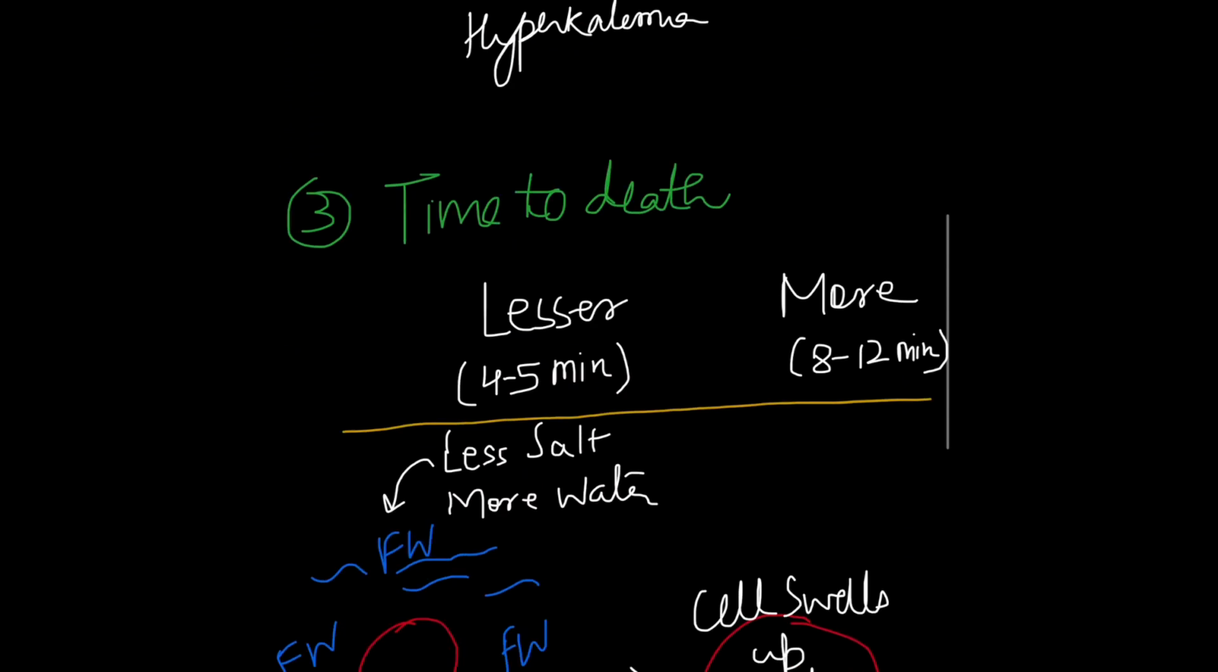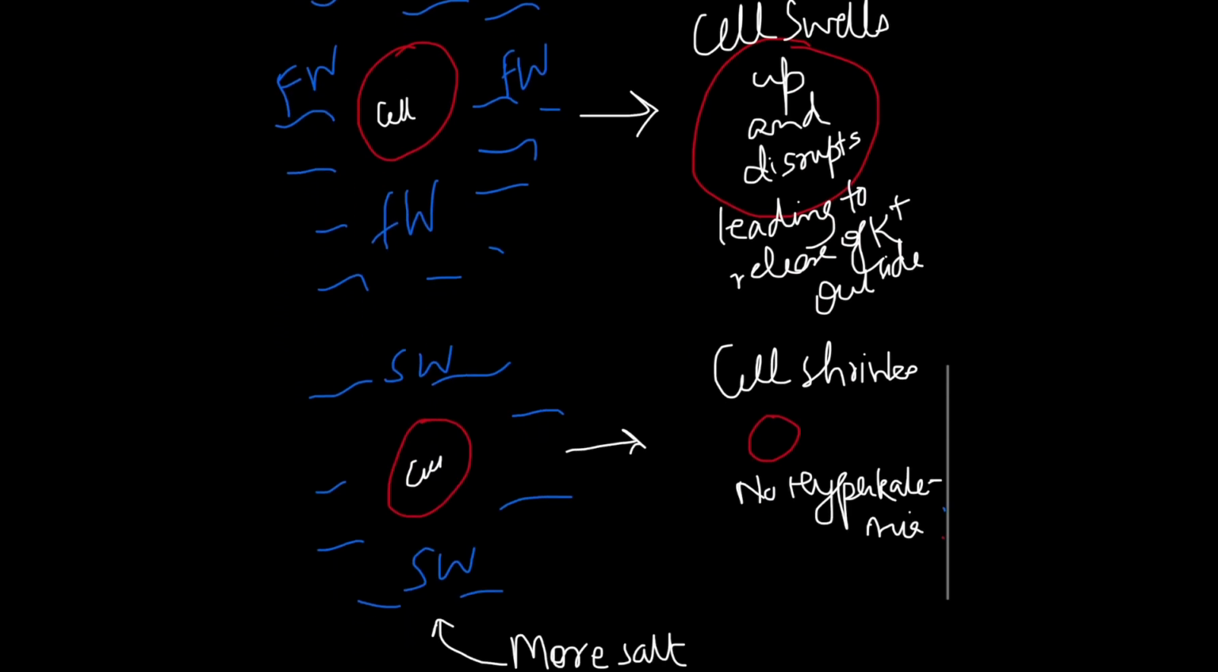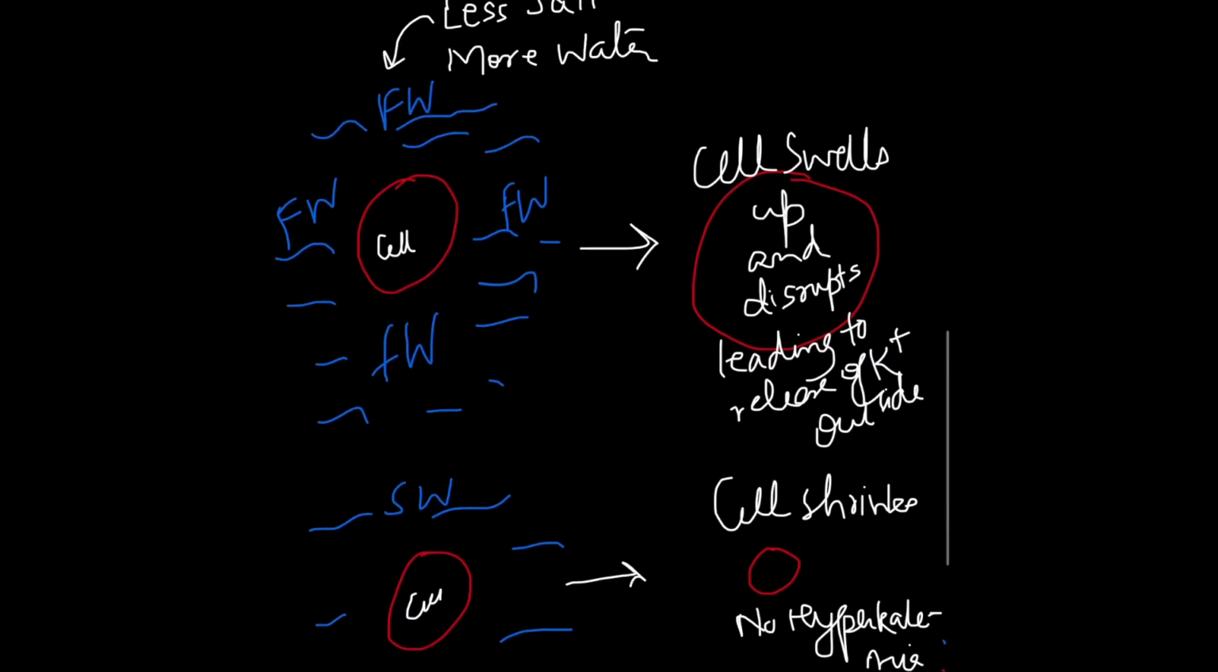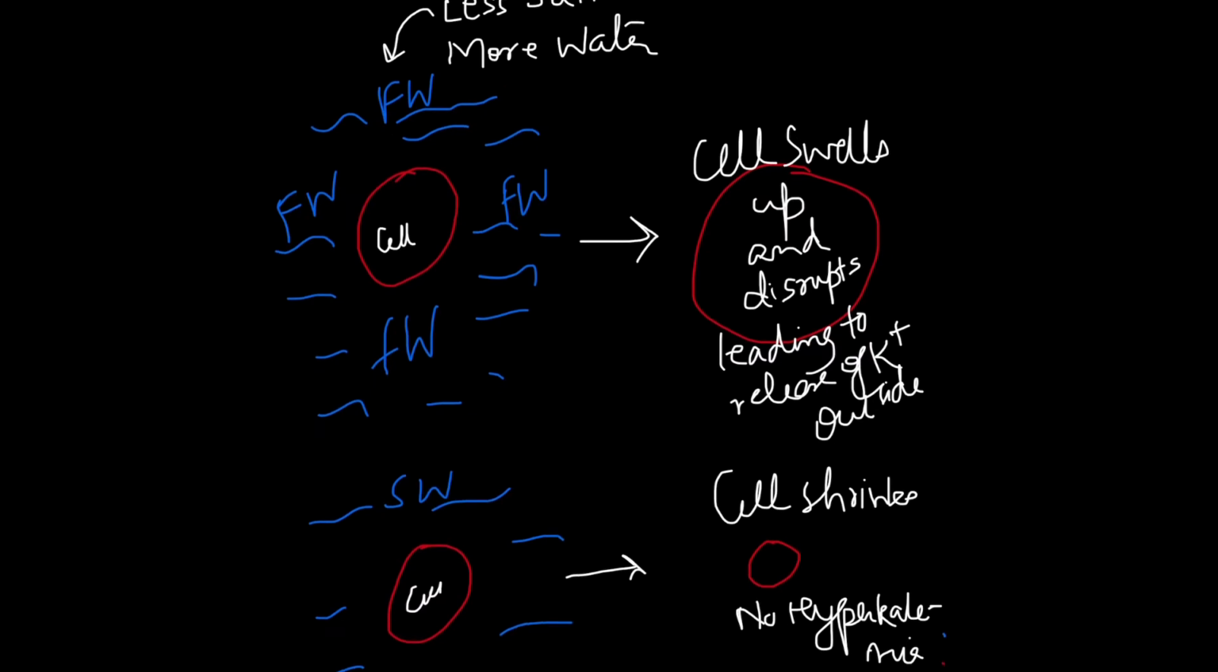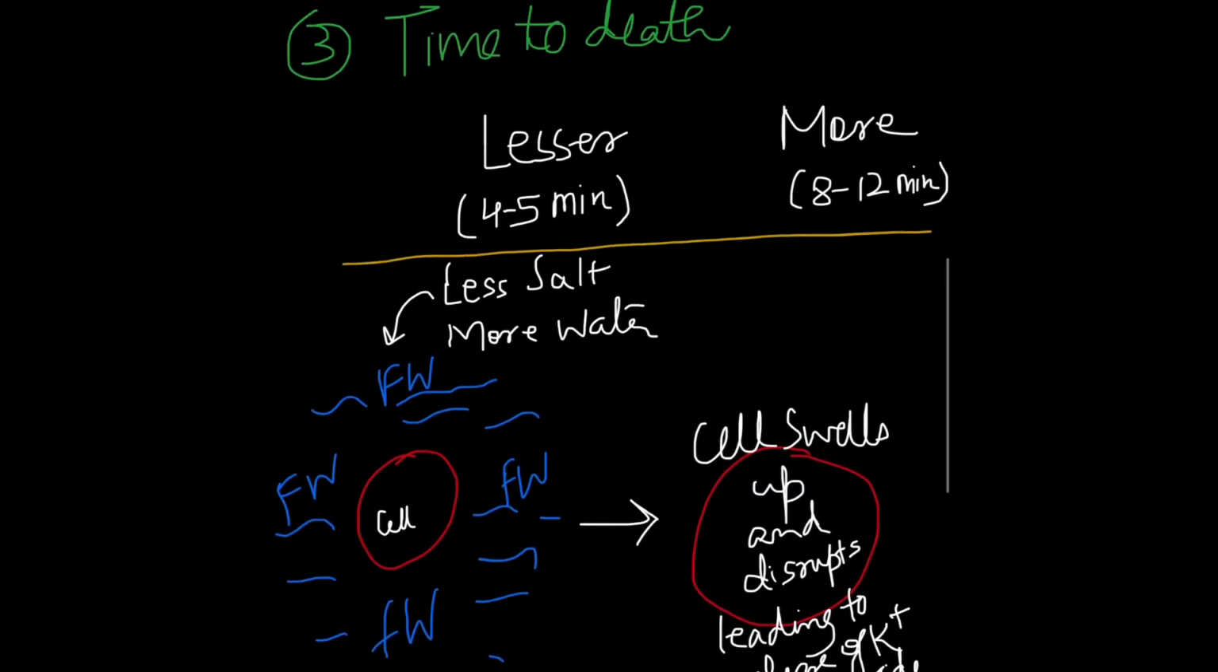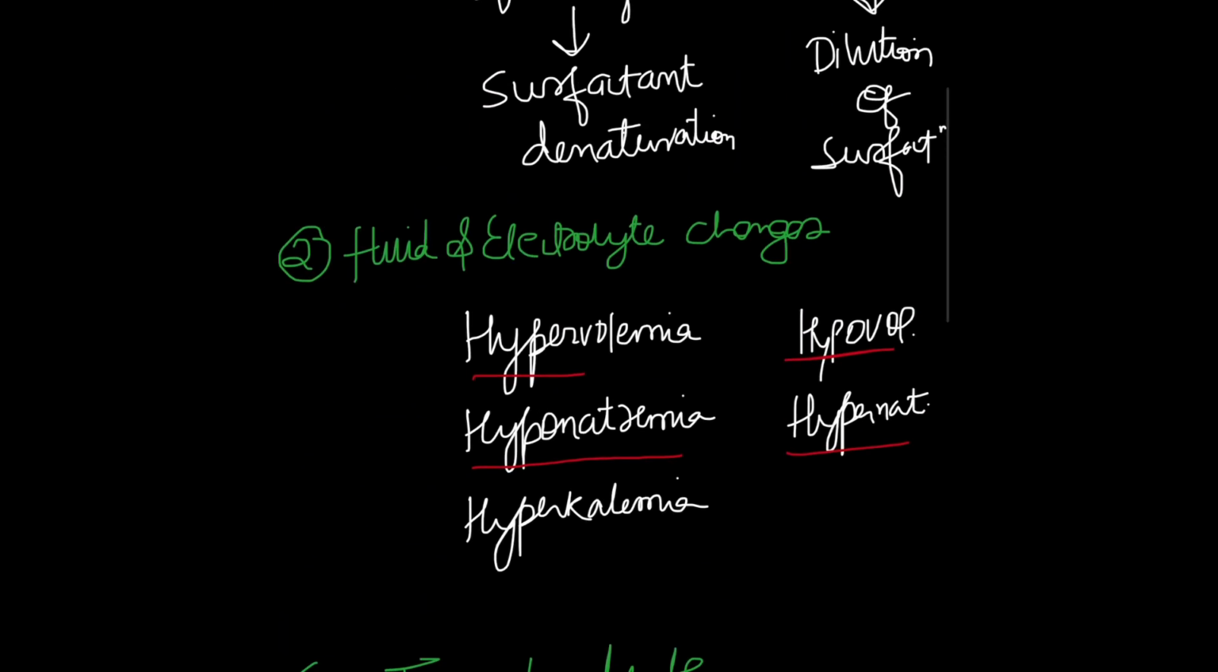So in the following diagrams, as you can see in the first diagram, there is a cell which is surrounded by fresh water. So in fresh water there is less salt and more water, therefore the water enters inside the cell and the cell swells up, leading to its disruption, which leads to release of potassium outside into the circulation. So as you can see, the electrolyte changes show hypervolemia because of more water, hyponatremia because of less salt as it is fresh water, and hyperkalemia because of the disruption of the cell.